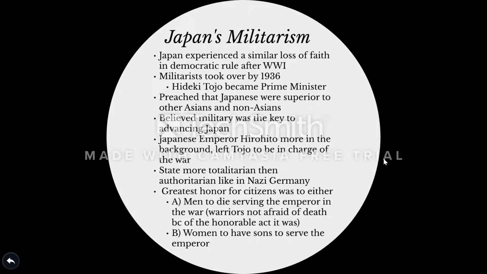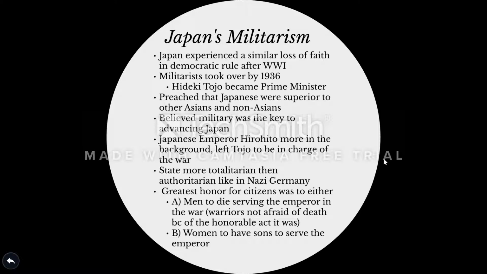So then Japan also had a similar loss of faith after World War One. Militarism became huge. They took over in 1936. Hideki Tojo is the guy that we are focusing on in this presentation, but technically the emperor still was in charge. Everyone was fighting for the emperor. That's what they believed, but really Tojo was in the background making sure everything was happening.